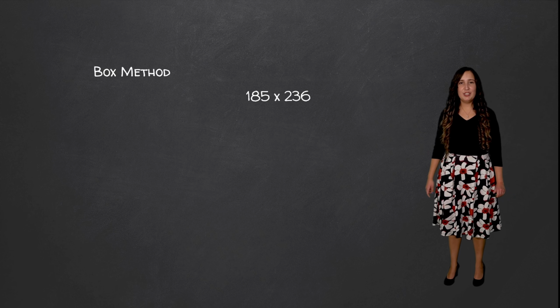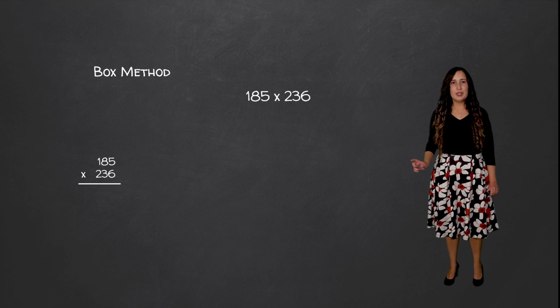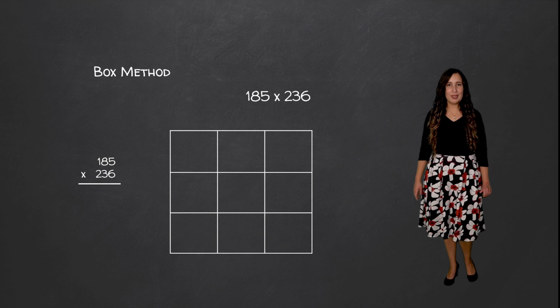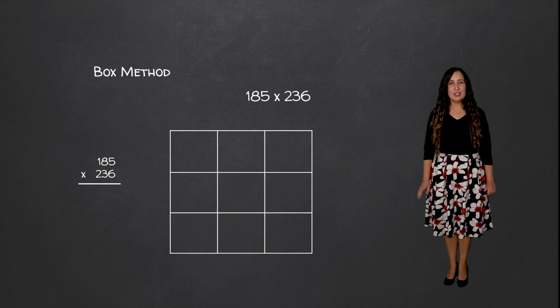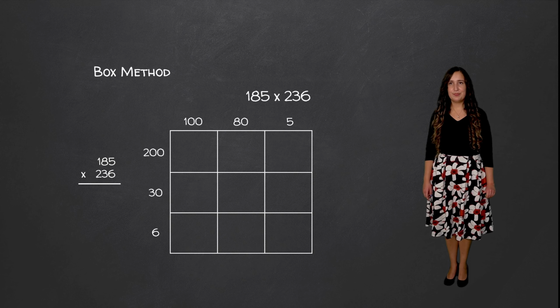So here we have 185 times 236. And we know that each number has 3 digits, so our box is going to be 3 by 3. So the 1 in 185 represents 100, the 8 represents 80, and the 5 represents 5. And then in 236, the 2 represents 200, the 3 represents 30, and the 6 represents 6.